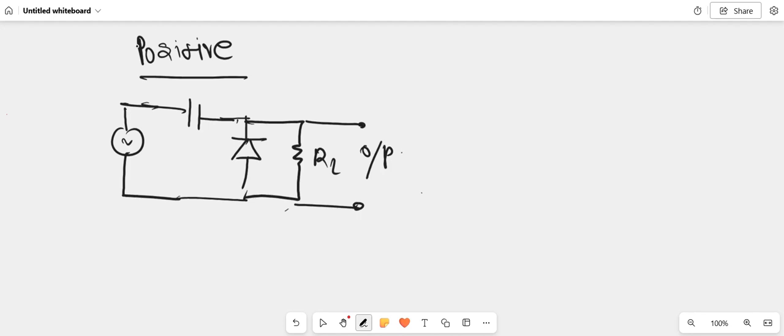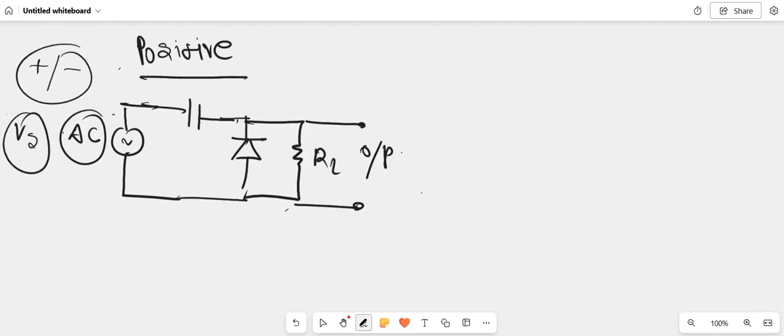Okay. So this is the AC supply. Suppose it has a peak value of Vs, so it has a positive half cycle as well as a negative half cycle. So I am considering the negative half cycle scenario at first.